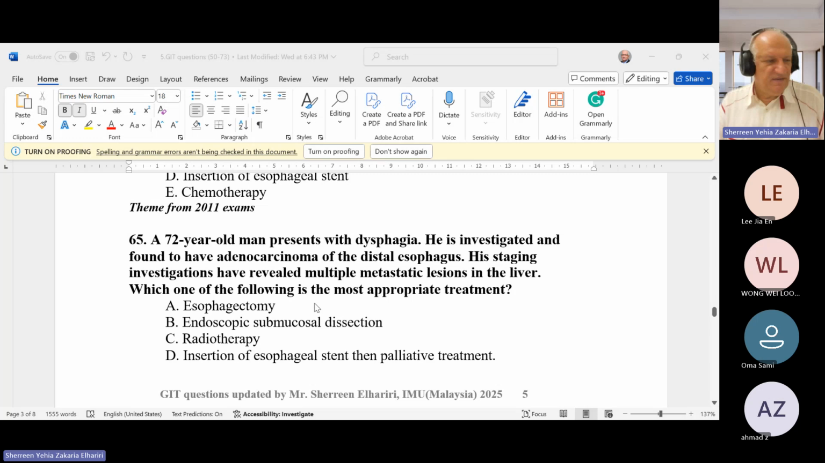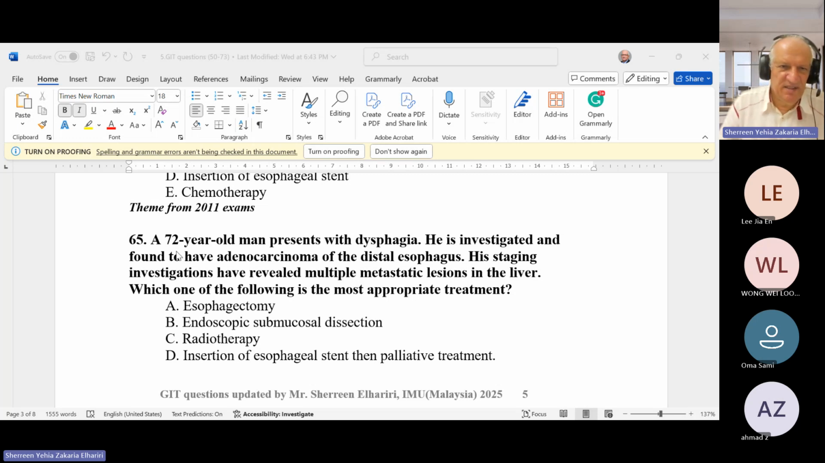Next question, 65. A 72-year-old man presented with dysphagia. On investigation he is found to have adenocarcinoma of the distal esophagus. Of course, Barrett esophagus causes adenocarcinoma. His staging investigation referred to multiple metastases in the liver. What is the most appropriate treatment?